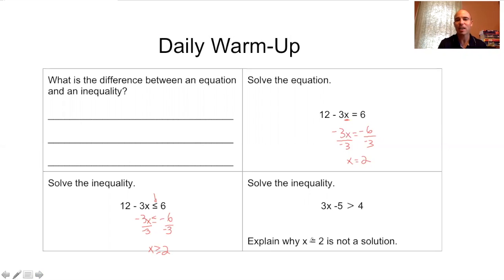And then finally, explain why x equals 2 is not a solution. Well, let's just plug it in and see what we got. So 3 times 2 minus 5, let's see if this is greater than 4 and ends up being a true statement. Sorry, my tablet gave me a little trouble there. 6 minus 5, is that greater than 4? No, that is positive 1, which we know is not greater than 4. That is not a true statement, and so that is why 2 is not a solution.